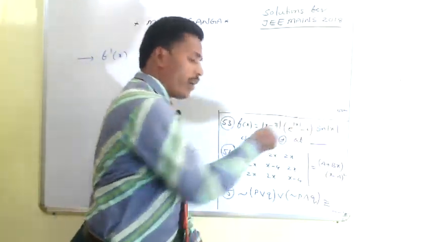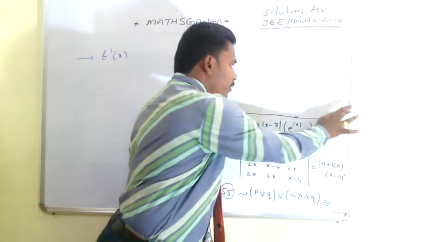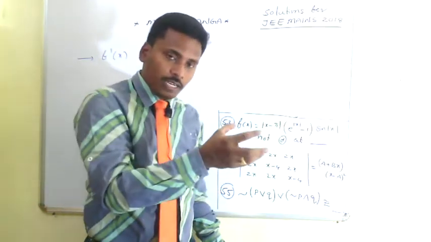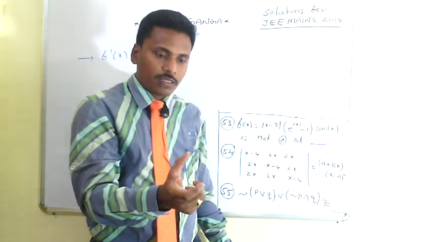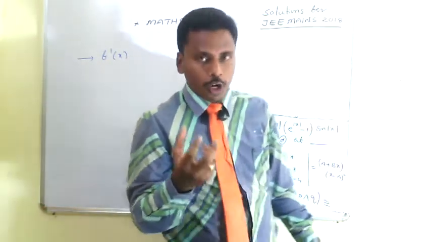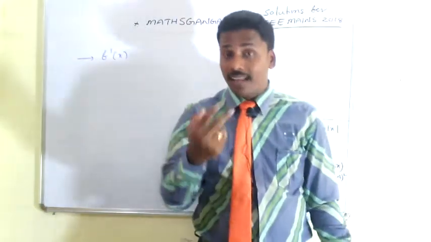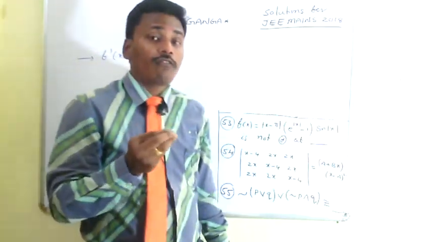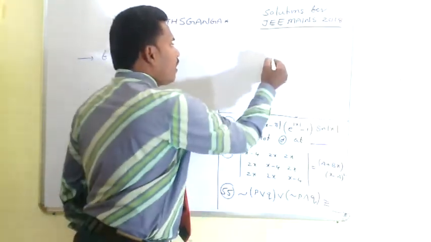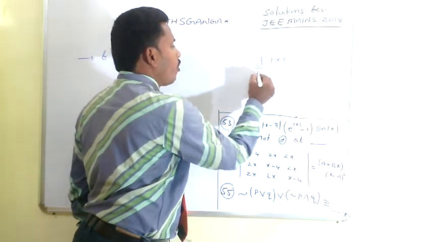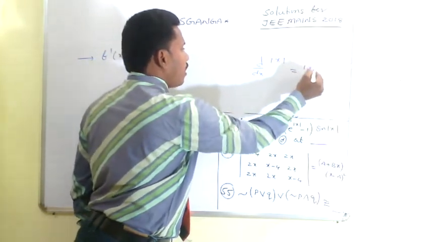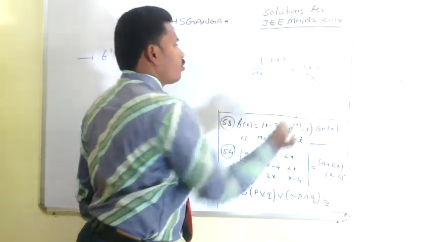Since it is a product of three functions, its derivative is the derivative of the first function times the other two, plus the derivative of the second function times the other two, plus the derivative of the third function times the other two. Another idea we need is the derivative of mod x. d by dx of modulus of x is given as mod x by x.